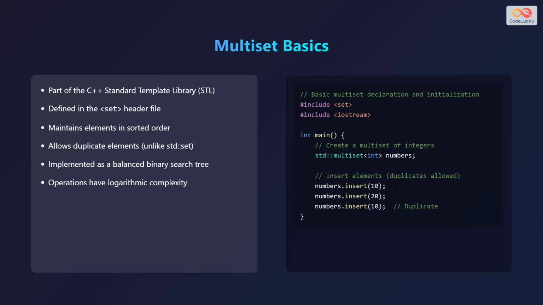Now, let's look at a basic multiset declaration and initialization example. First, include the necessary headers, set and iostream. Then, in the main function, create a multiset of integers named numbers. You can insert elements into the multiset using the insert function. Notice that we are inserting the value 10 twice, which is allowed in a multiset. This demonstrates the basic declaration and initialization of a multiset with duplicate values.